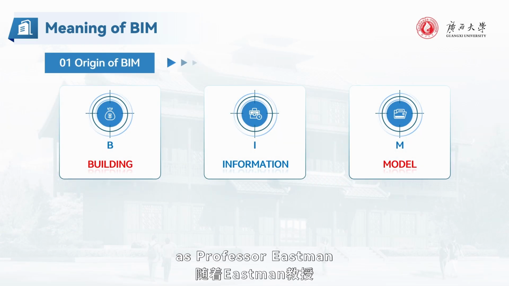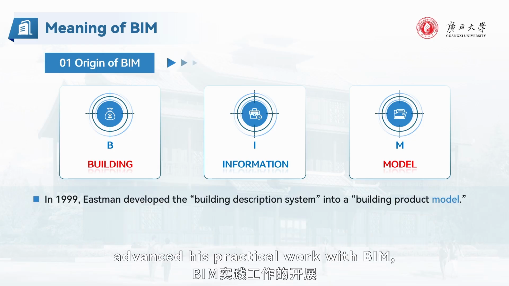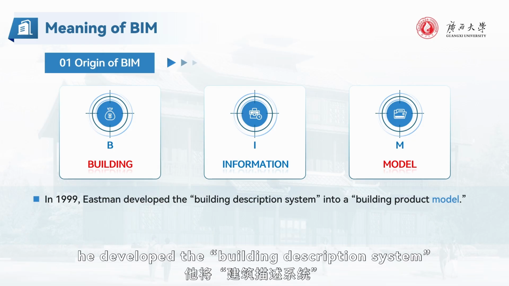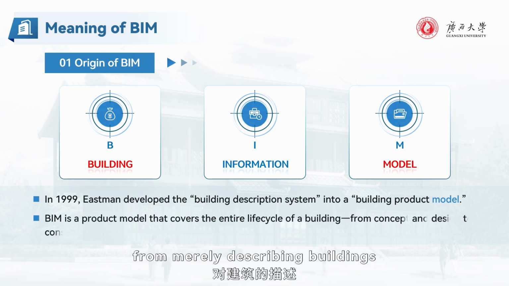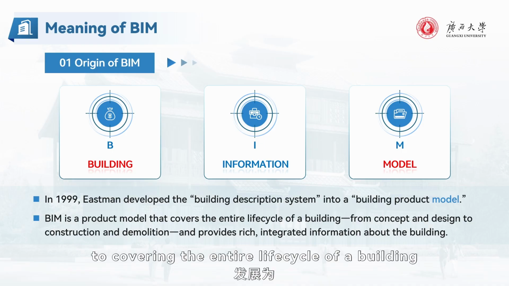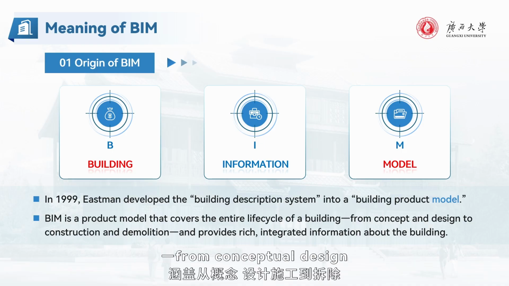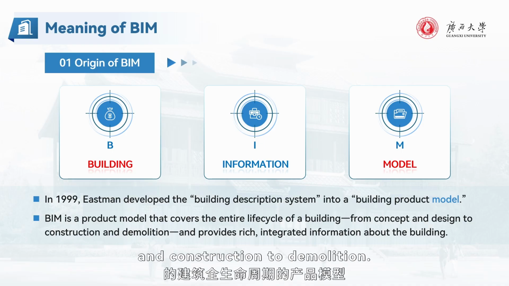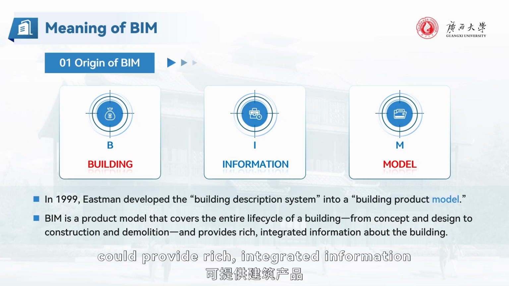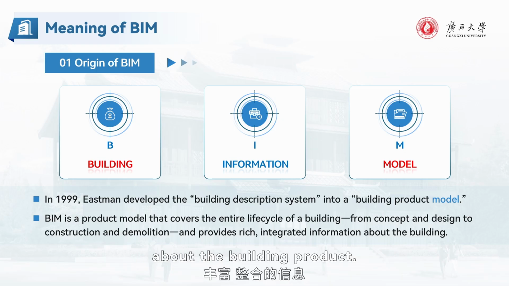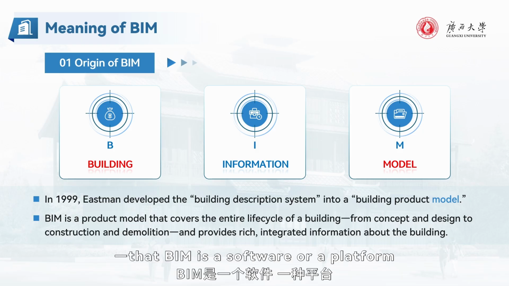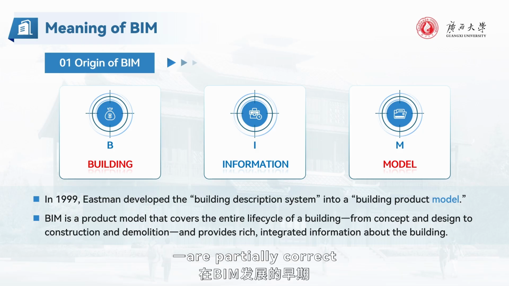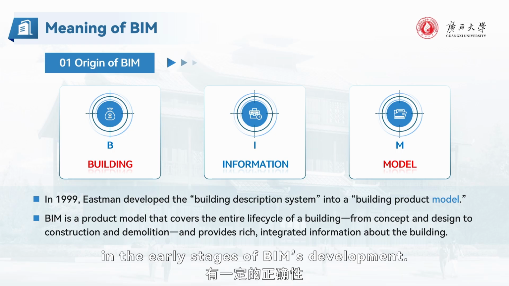Later, as Professor Eastman advanced his practical work with BIM, he developed the building description system into a building product model. This expanded the focus from merely describing buildings to covering the entire life cycle of a building, from conceptual design and construction to demolition. He emphasized that the model could provide rich, integrated information about the building product. From this perspective, the earlier statements by some students, that BIM is a software or a platform, are partially correct in the early stages of BIM's development.